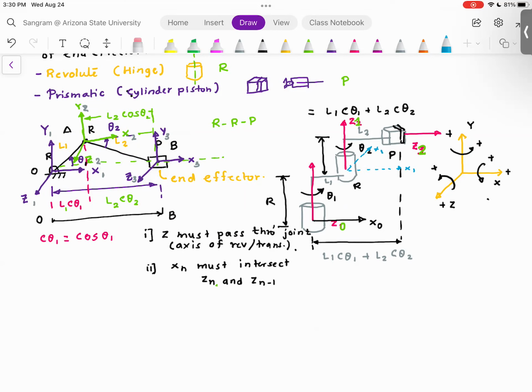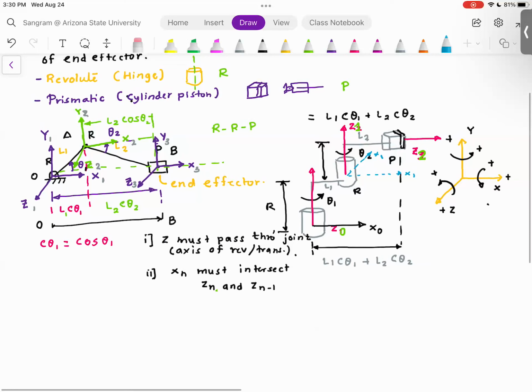So which one should I choose? No matter which one you choose, the criteria is this x1 should be perpendicular to z1, because that's a triad. And this x1 should intersect z1 and basically z0. So let's think about it for a second. Let me spend some time over here.